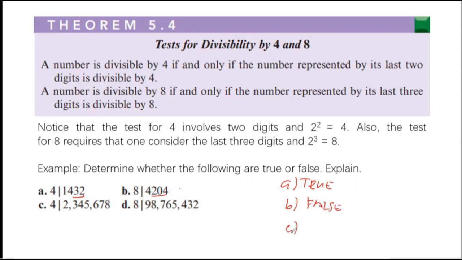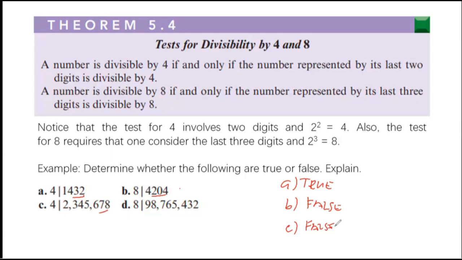Okay, next, letter C. Yung bang 4 ay divisible sa 2,345,678? Check mo lang yung last 2 digits, 2 digit. 78. Ang tanong ay, yung 78 ba divisible by 4? No. So, ang sagot is not, kasi ang kanyang remainder ay not 0. Kaya, ang letter C natin ay false.